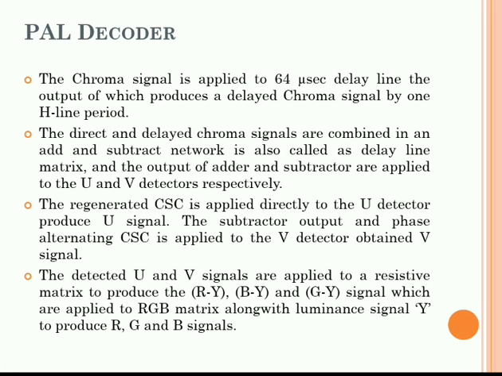Means from the chroma signal we have obtained the U signal and V signal, and similarly the output of the video detector was the Y signal. We have passed that through the video amplifier and delay line. Means we now have three signals: the Y signal, U signal and V signal. After passing through the matrix, we will get output as R minus Y, G minus Y and B minus Y. Now we will see the detected U and V signals are applied to the resistive matrix, which will produce the color difference signals R minus Y, G minus Y and B minus Y.